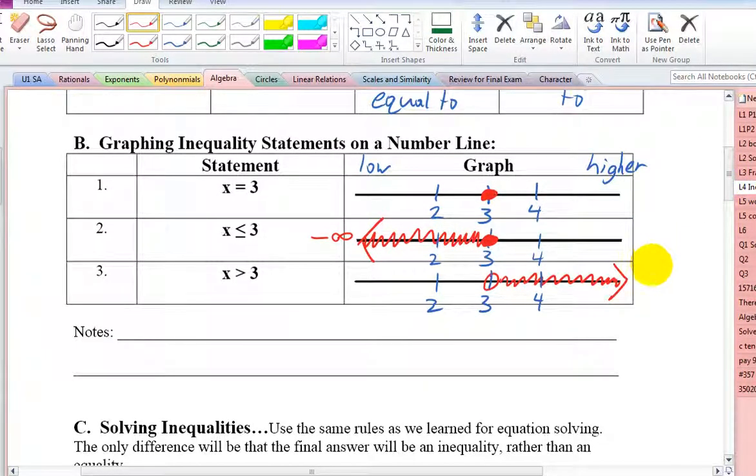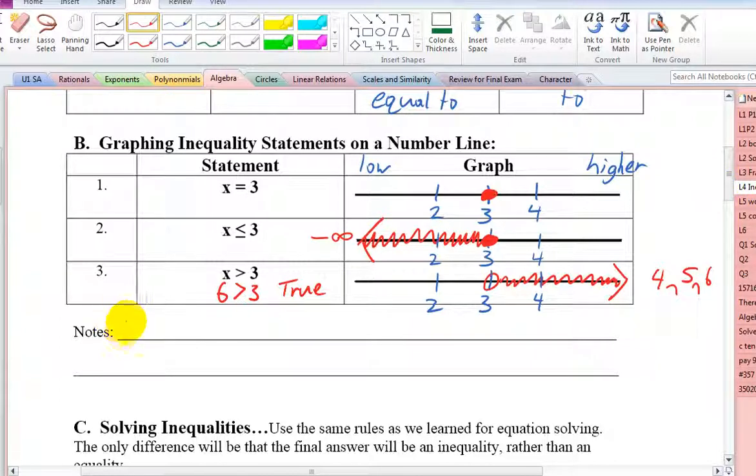So possible answers are 4, 5, 6, etc. Because 6 is greater than 3, this is a true statement. So we have to check that our shading makes true statements.